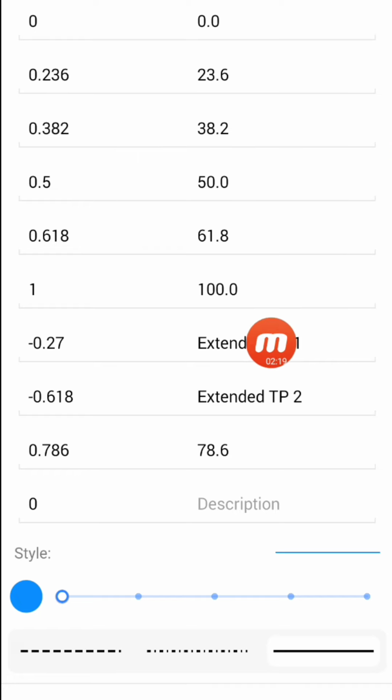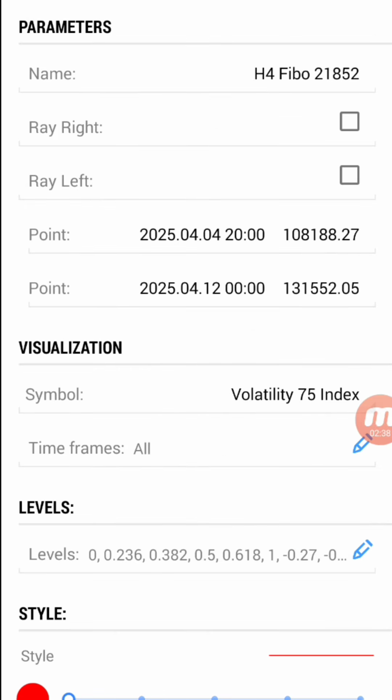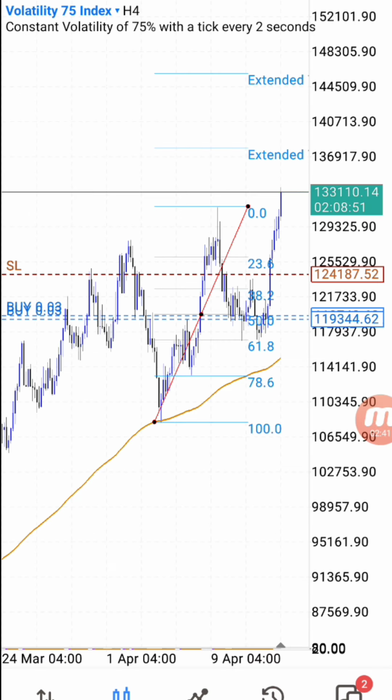Now this extended is actually if you don't want to take your TPs on any of these levels, from here to here, depending on where you are entering, right? You can extend your TP. That's why you have extended TP1, extended TP2. So if you have taken a screenshot, I have recorded this setting. Let's go back to the charts straight up.